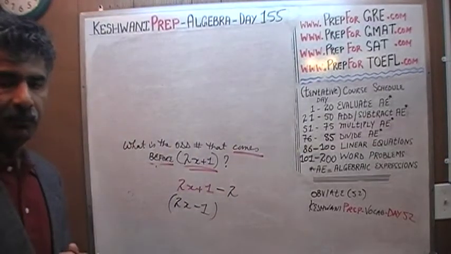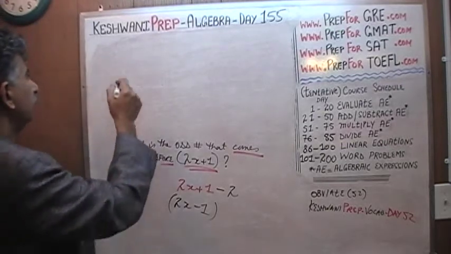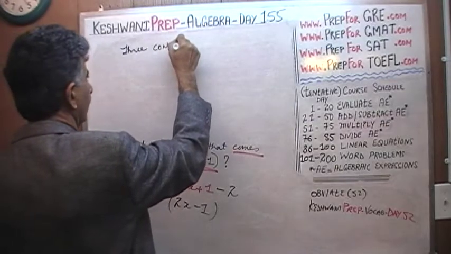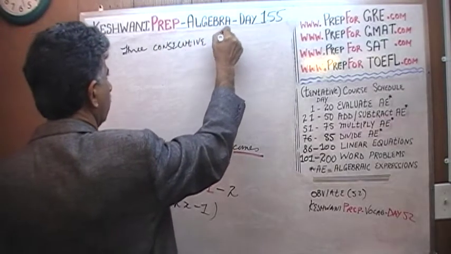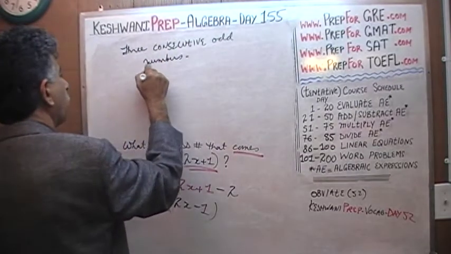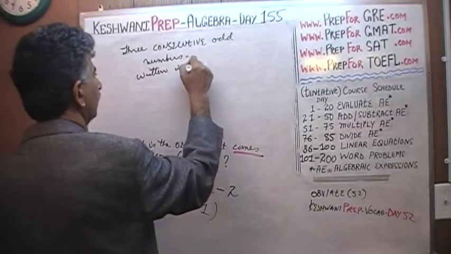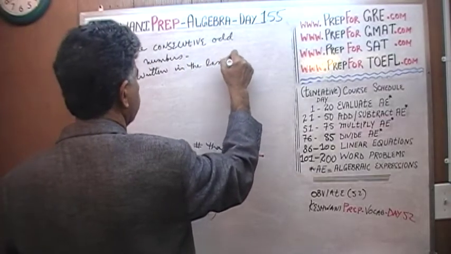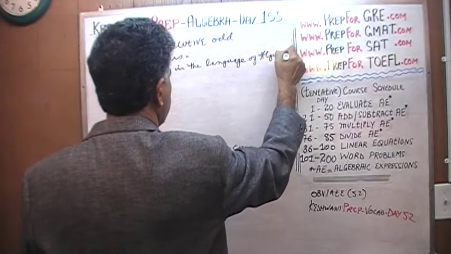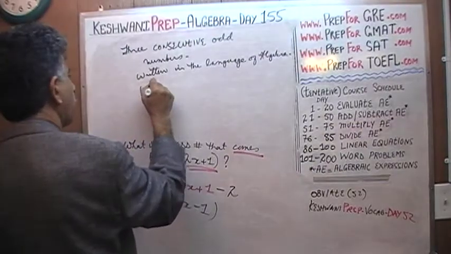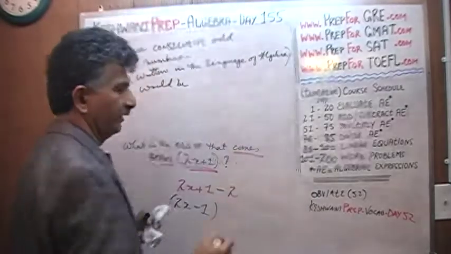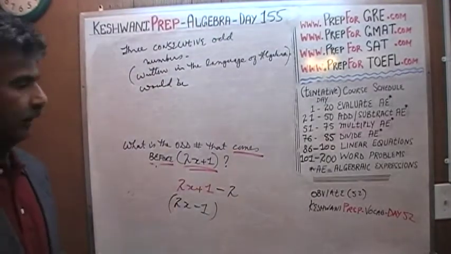So if somebody asks you to write 3 consecutive odd numbers, 3 consecutive odd numbers written in the language of algebra would be, of course this part was not necessary, so that's what we are here for. We are here to learn algebra.